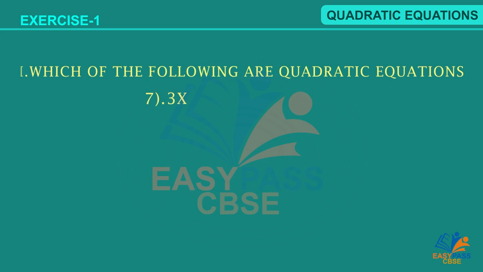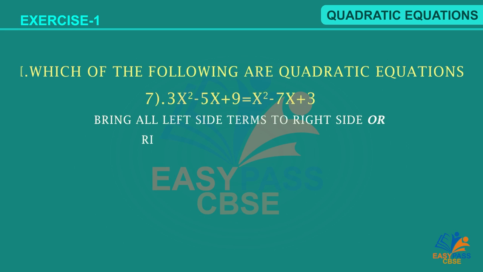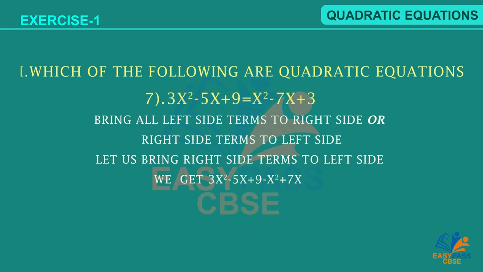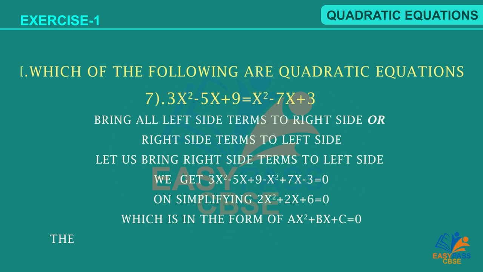Next, 3x square minus 5x plus 9 is equal to x square minus 7x plus 3. Now, bring all left side terms to right side or right side terms to left side. Let us bring right side terms to left side. We get 3x square minus 5x plus 9 minus x square plus 7x minus 3 is equal to 0. On simplifying, we get 2x square plus 2x plus 6 is equal to 0, which is in the form of ax square plus bx plus c is equal to 0. Therefore, the given equation is a quadratic equation.